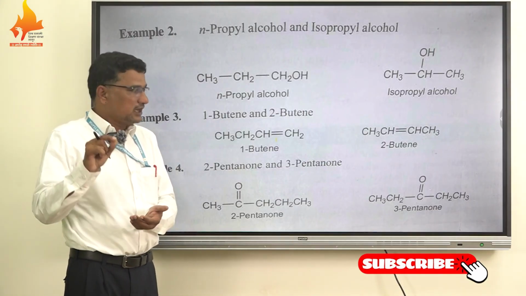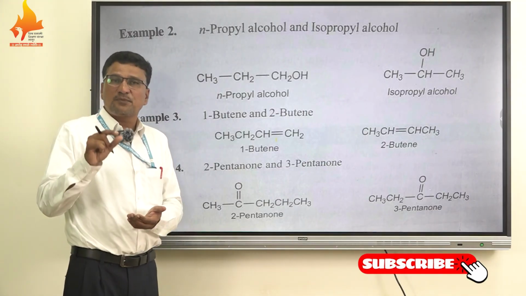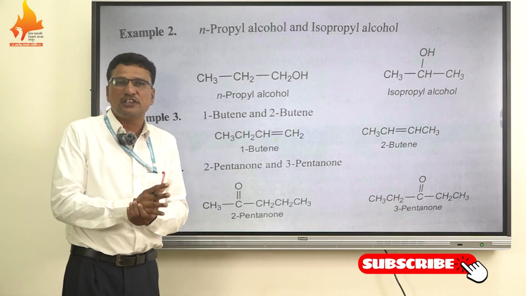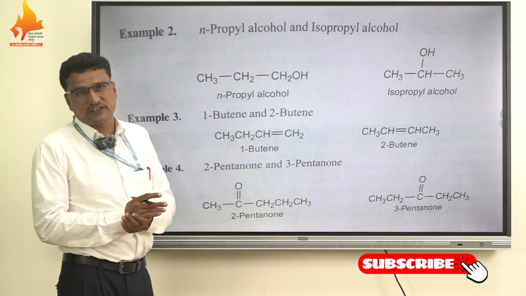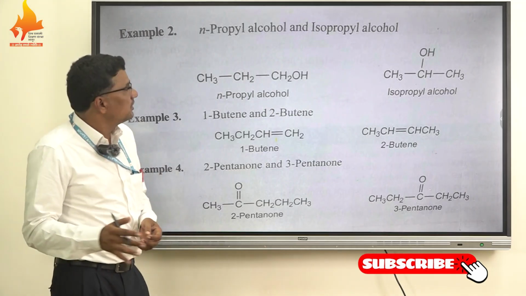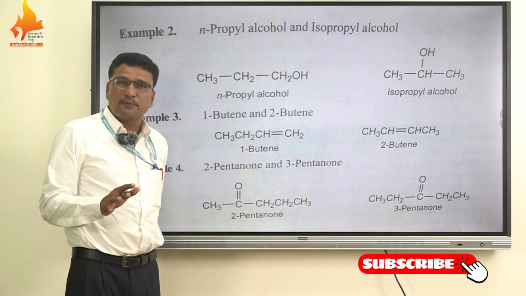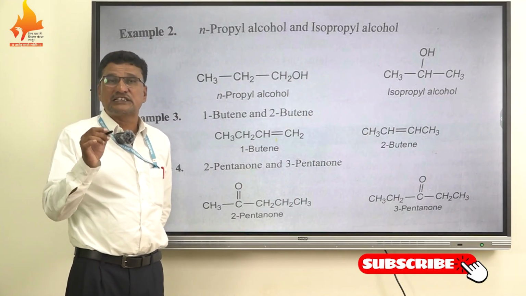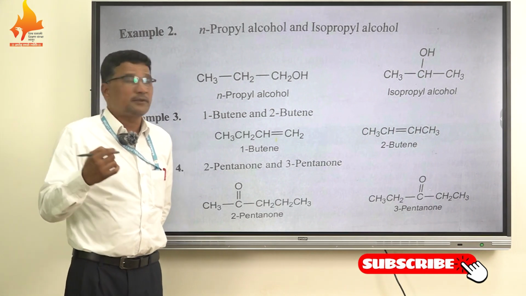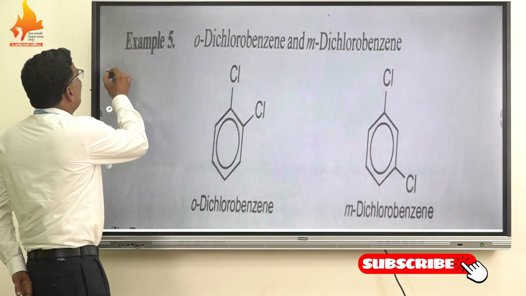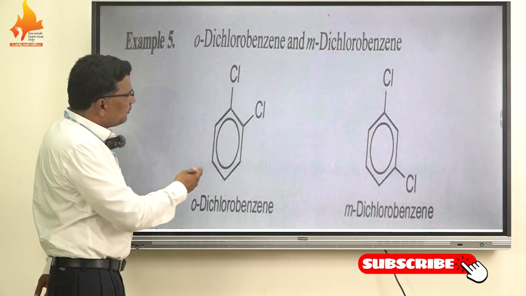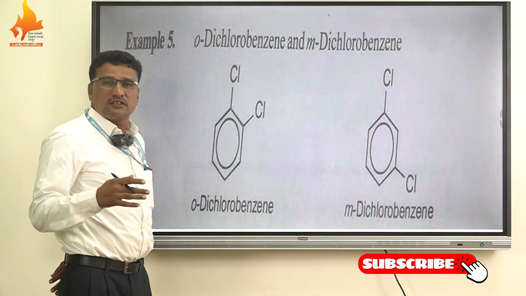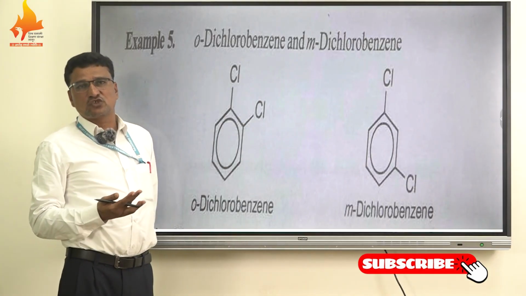2-pentanone and 3-pentanone are position isomers of each other, and that phenomenon is known as position isomerism. I hope you have understood, because I have taken 4 examples of different nature. That's why I think the concept is clear for you. Now, one more example on the screen which justifies position isomerism.